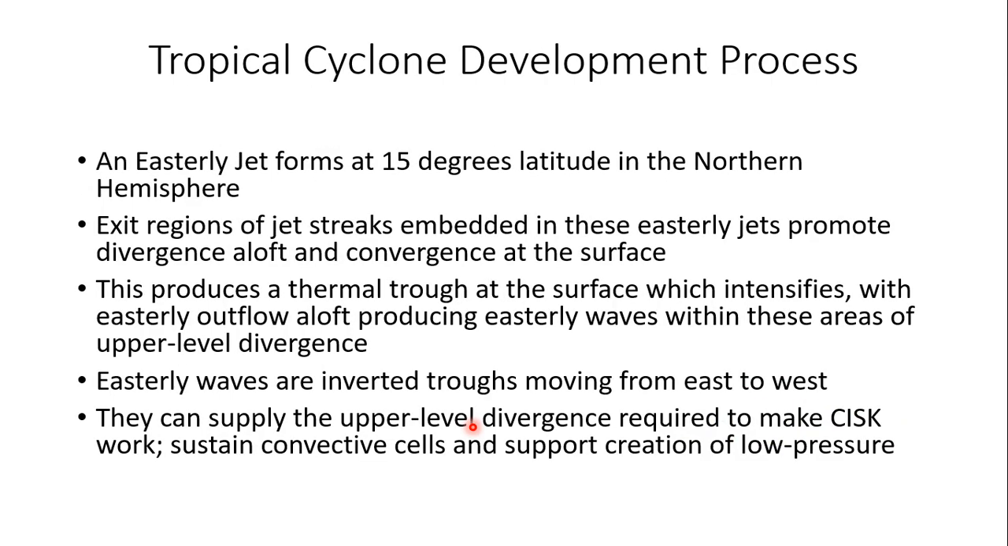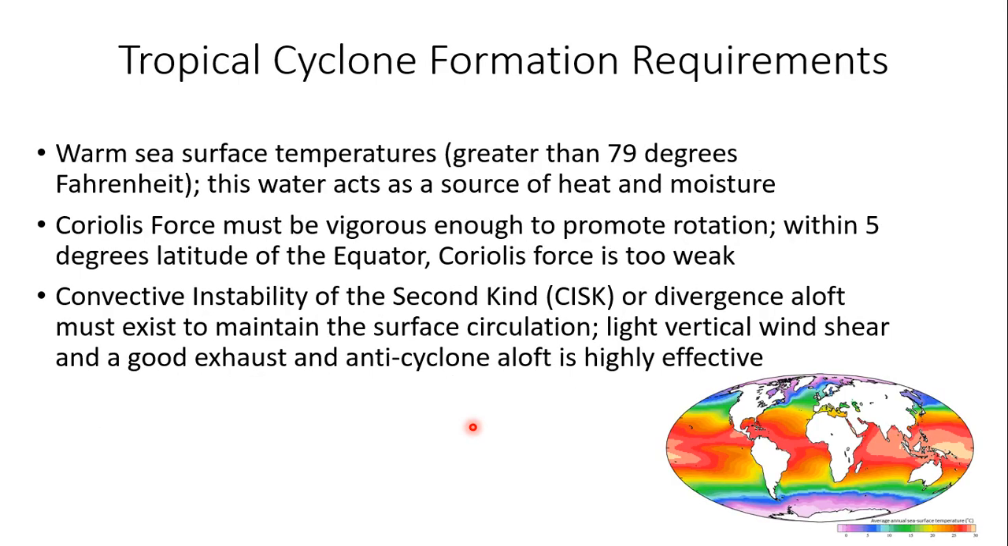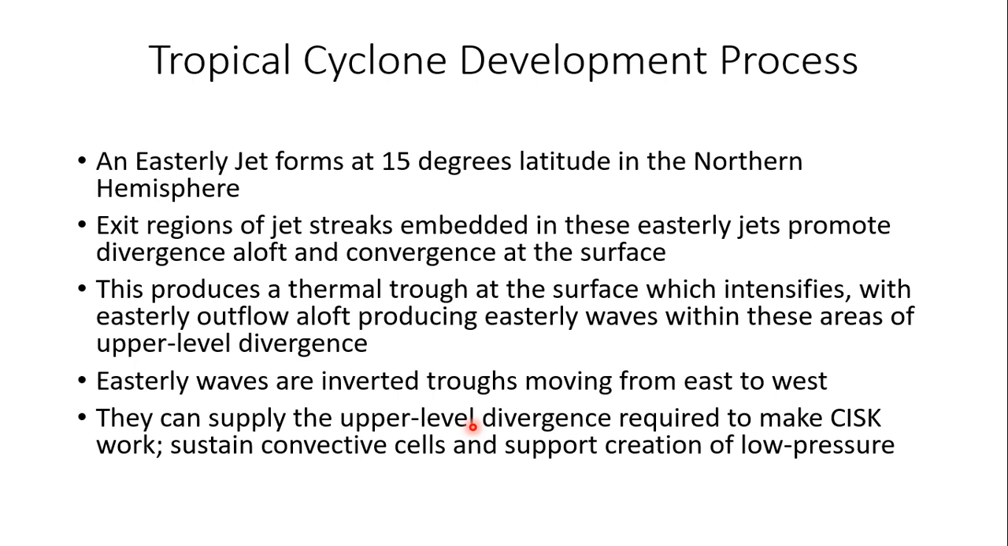All right, with the tropical cyclone development process, let's move into that. So we talked about formation requirements, and now let's talk about the development process. An easterly jet stream tends to exist in the tropical latitude belt. This generally forms at about 15 degrees latitude in the northern hemisphere. I'll just use the northern hemisphere as an example.